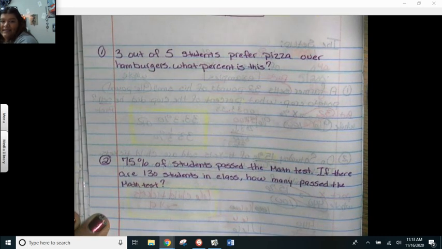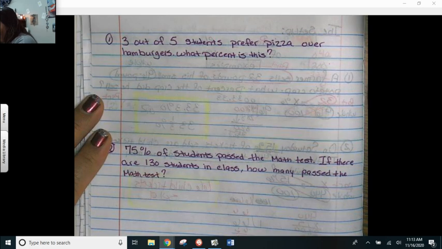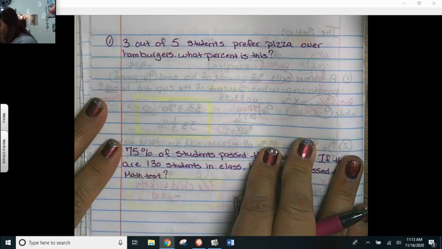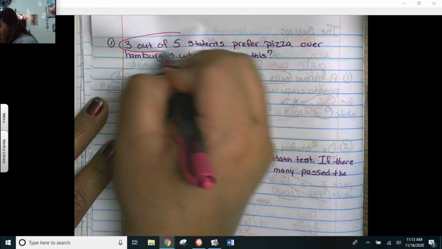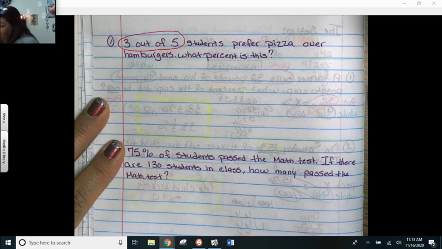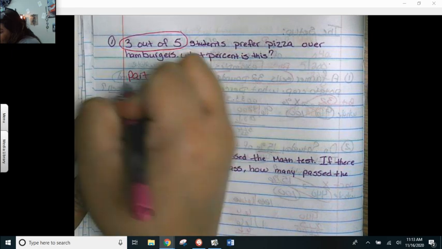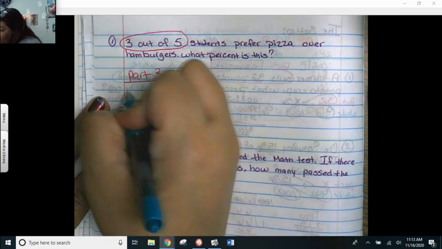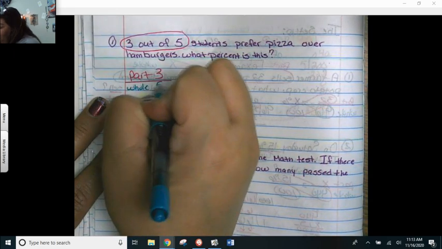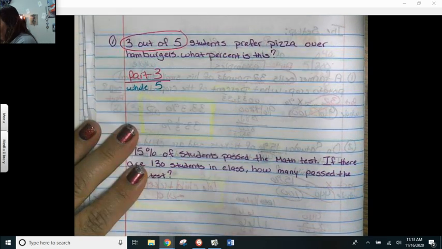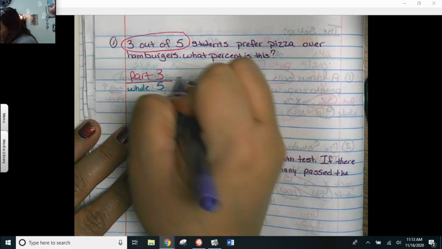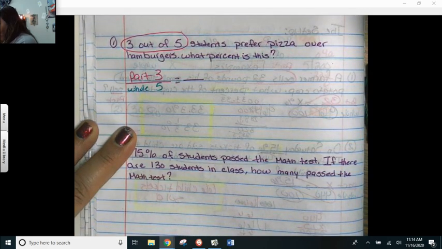All right, let's see. Number 1. 3 out of 5 students prefer pizza over hamburgers. What percent is this? Okay, so there's my fraction, 3 out of 5 students. So my part is 3. My whole is 5 because it tells me right there 3 out of 5. Done.